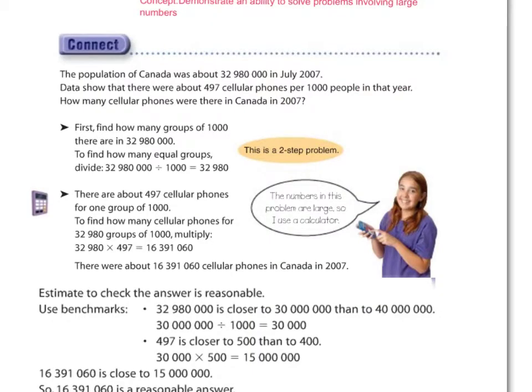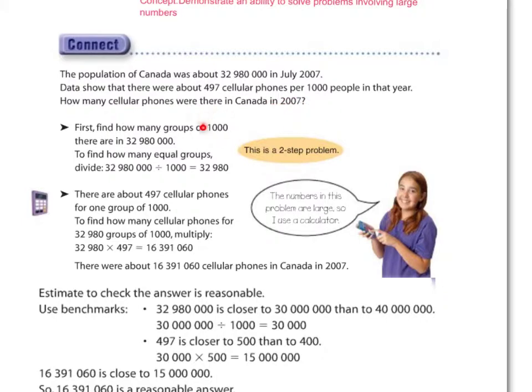All right, we're going to look at the connect section of this lesson. This would be lesson number 2 in Unit 2. Here we have a problem for us to look at. The population of Canada was about 32,980,000 in July of 2007. Data showed that there were about 497 cell phones per every 1,000 people. So about half had cell phones. How many cellular phones were there in Canada in 2007?